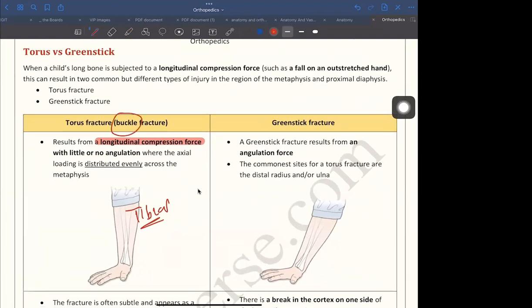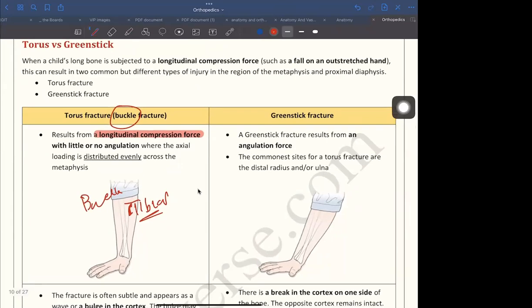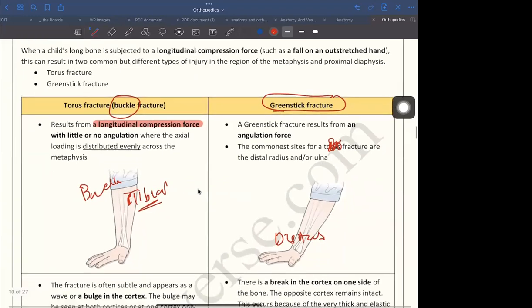What do we mean by that? It is like a buckle fracture. Due to just compression on the bone, it will look like a buckle on an X-ray. A greenstick fracture is basically an angulation force without complete interruption of the cortex, and the commonest site for a greenstick fracture, not a torus, is the distal radius, right? Distal radius or ulna.